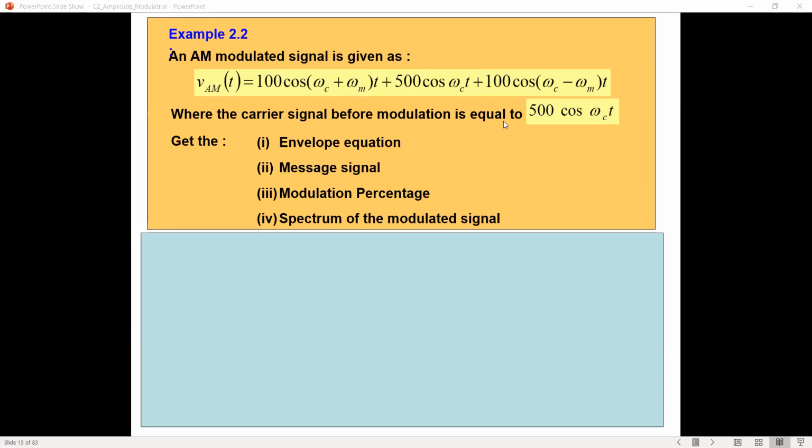Okay, is that all right? Okay, let's look at the solution.